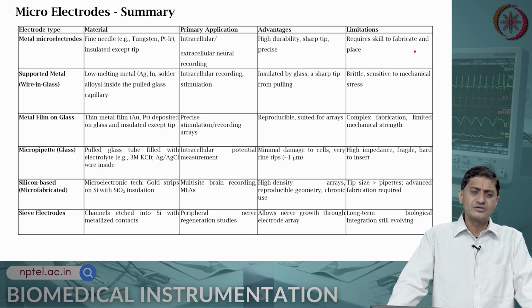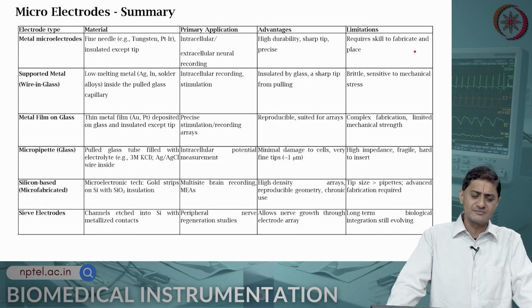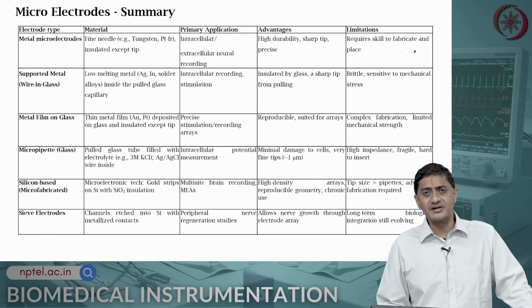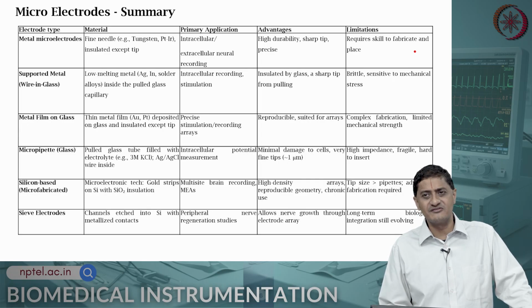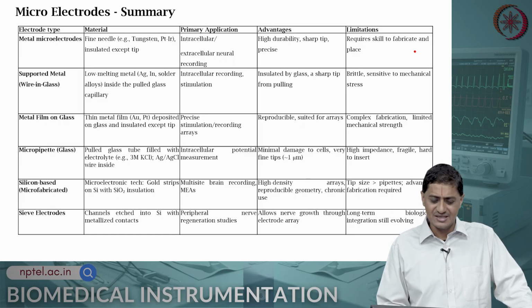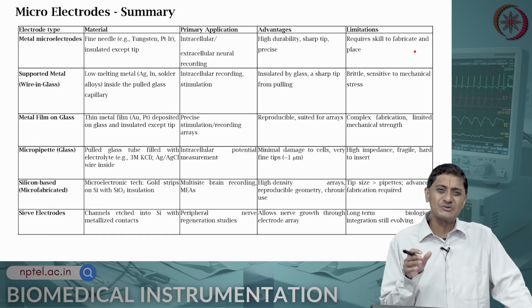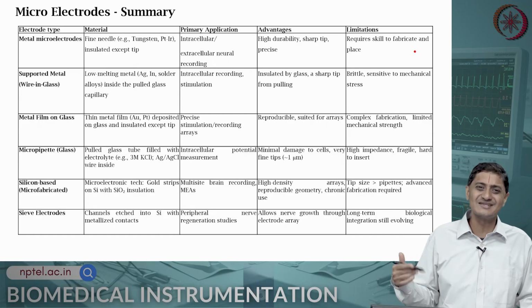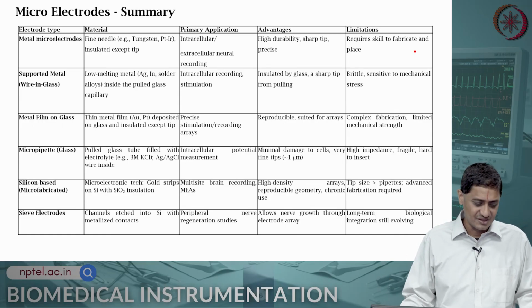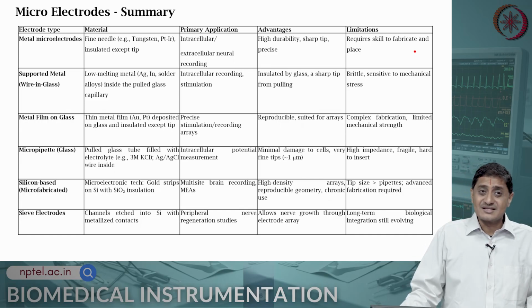Essentially, the metal microelectrodes have tungsten or platinum iridium tip insulated everywhere except at the tip. Primary application is in intracellular and extracellular neural recordings. What is the advantage? Because tungsten, platinum and iridium are relatively strong, highly durable, with a sharp tip and very precise. But then the problem is limitations. It requires an extraordinary amount of skill to fabricate and place. And also consistency across batches is difficult to achieve. Wire in glass, supported metal.